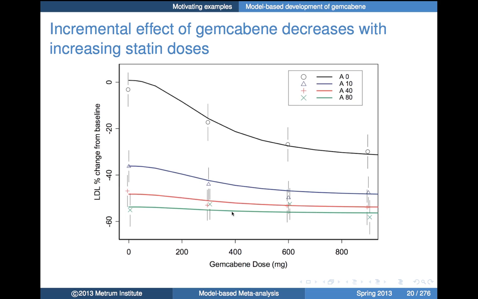And what starts becoming apparent here is that the incremental benefit given by the gemcabene is decreasing considerably, so that while you actually have a pretty substantial benefit as you increase the gemcabene dose when there's no atorvastatin on board, when we get up to 80 milligrams, notice the curve is pretty flat. In other words, once you're taking that much atorvastatin, gemcabene offers very little additional benefit.